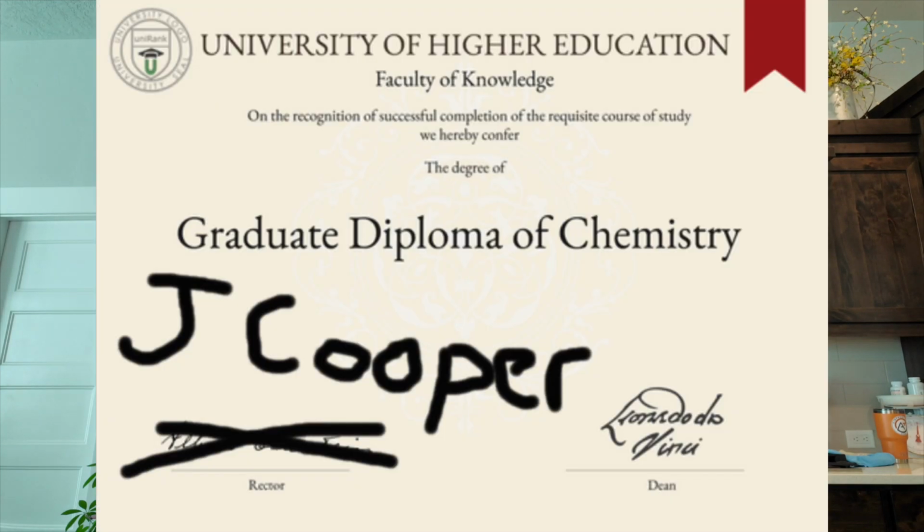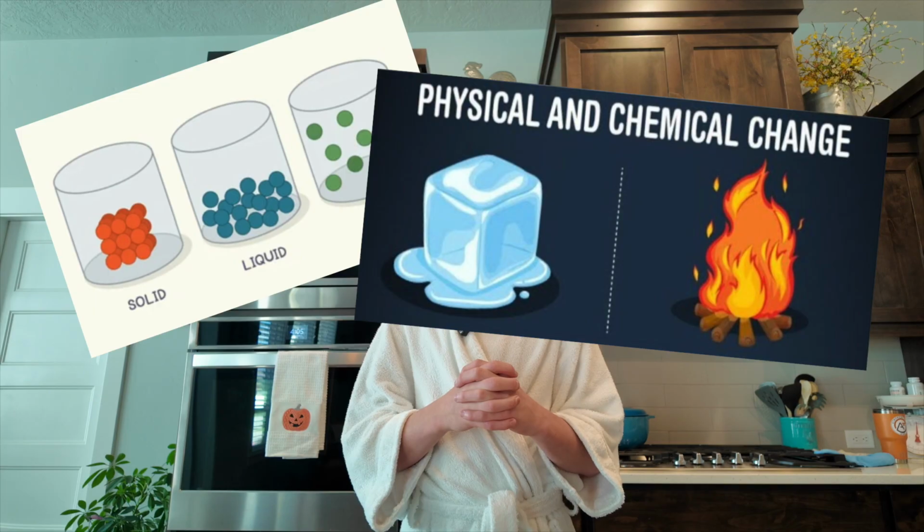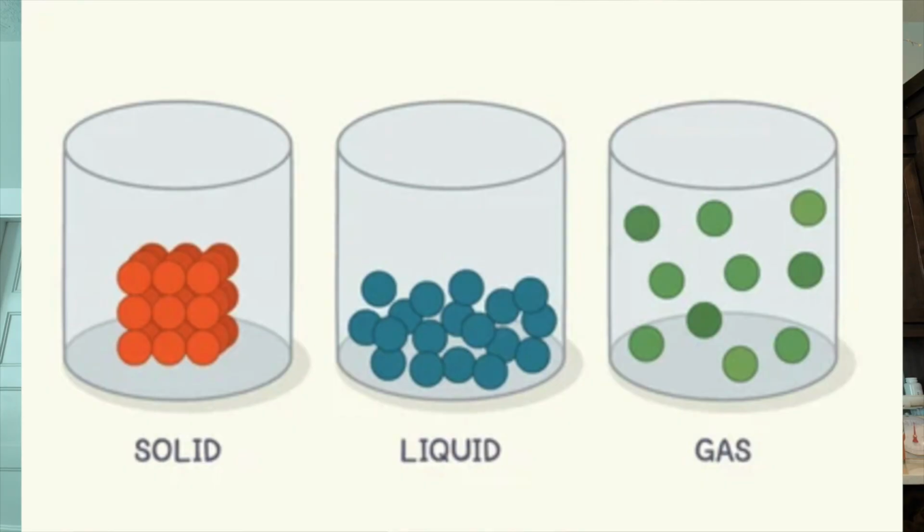I went to chemist school for 29 years and today I would love to teach you guys about the states of matter and physical and chemical changes. Matter is very important when it comes to the terms of science and everyday life. There's three types of matter: solid, liquid, and gas. These three different types make up everything you see in our world.